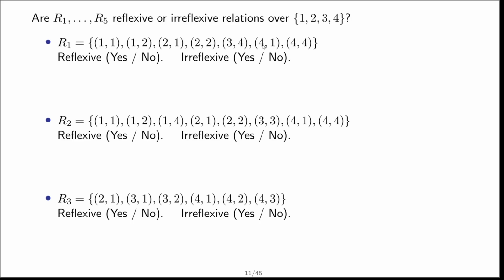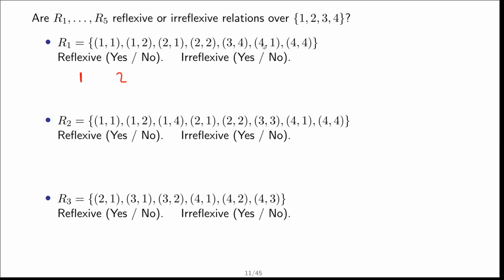R1, R2, R3 are relations over the set 1, 2, 3, and 4, and we want to determine whether they are reflexive or irreflexive, or probably neither. So for the first one, R1, containing these pairs, is this reflexive or not? Well, to do that, it is simple to just draw them.